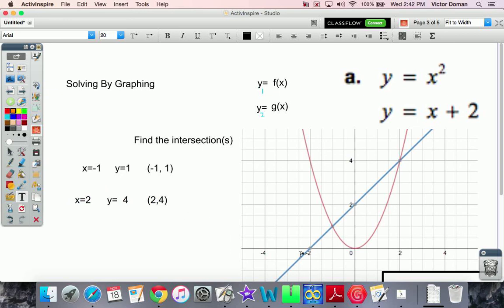Naturally, the intersection points are where they have the exact same value. So in this infinite set of values and this infinite set of values, there's only two specific points in which they have the exact same value. When x is negative 1, y is 1. When x is 2, y has to be 4. Solving by graphing is a preferable technique, especially when it's already set up that you have your function in standard form already, because you can put that function in the y1 and the y2 section.